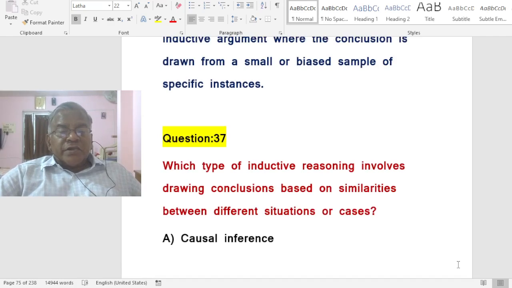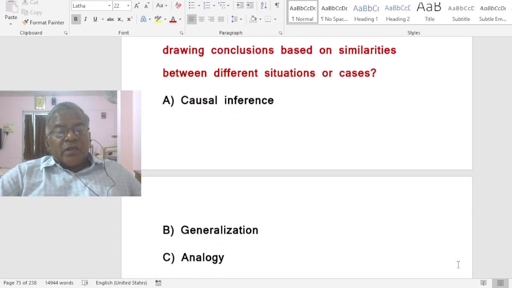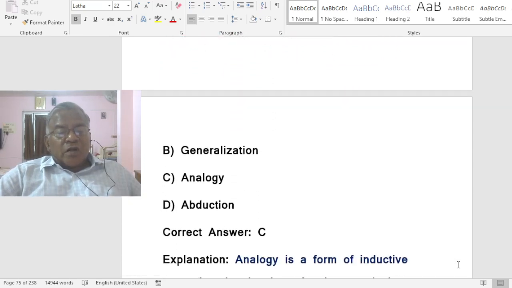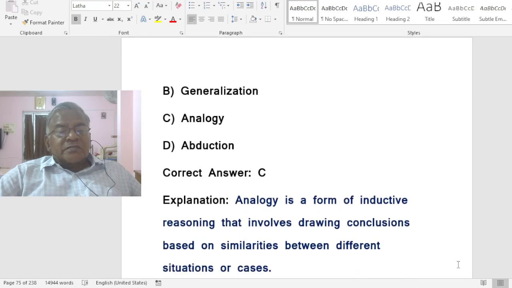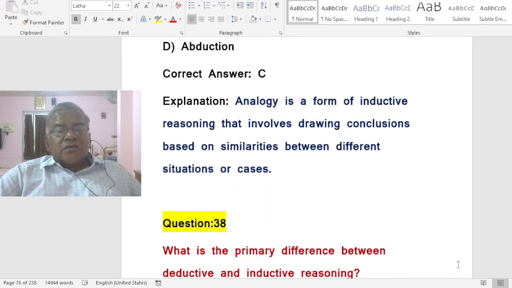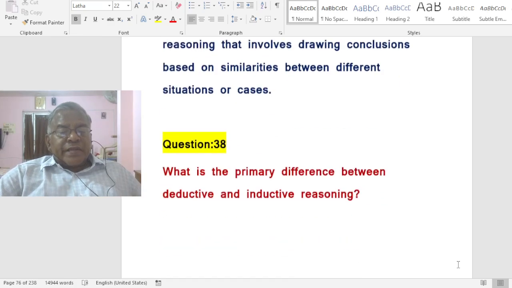Which type of inductive reasoning involves drawing conclusions based on similarities between different situations or cases? Causal inference, generalization, analogy, abduction. That is analogy. Analogy is a form of inductive reasoning that involves drawing conclusions based on similarities between different situations or cases.